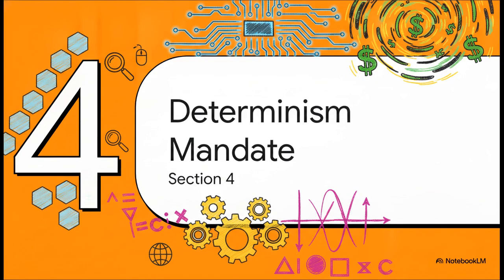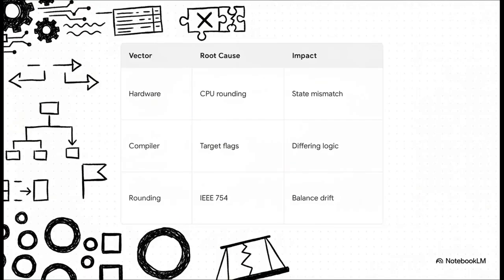Section 4, the determinism mandate. Now look, if you're just browsing the web or playing a game, a microscopic rounding difference doesn't really matter. But in decentralized finance, it is a completely different story. When we try to force this lossy hardware reality into a crypto network, we crash into multiple variance vectors.